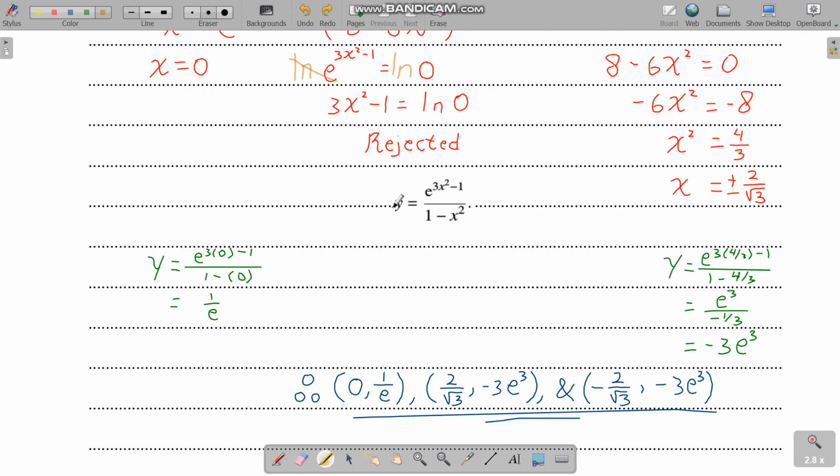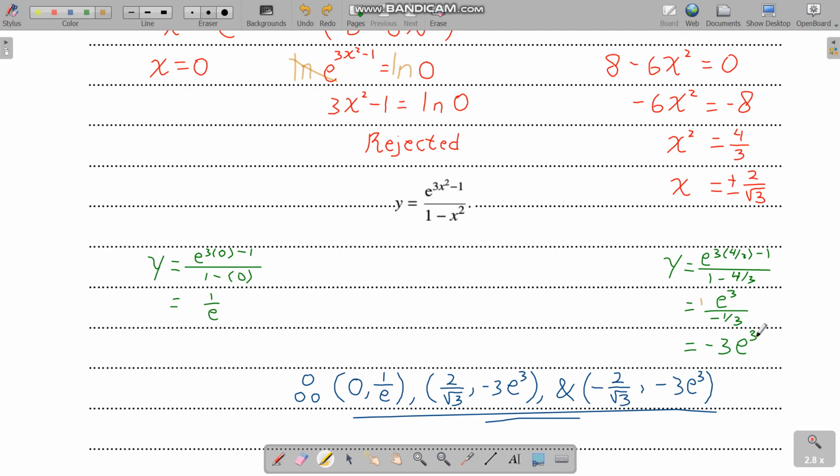So we replace the x with 0, we get this, and from here you cannot use a calculator because you'll get a decimal, so you gotta simplify. This is e to the power of minus 1, and this is just 1. E to the power of minus 1 is 1 over e. And when you plug in 4 over 3, here you get 4. 4 minus 1 is 3, so e to the power of 3. And 1 minus 4/3 is minus 1/3. 1 over minus 1/3 is minus 3. So we have minus 3e cubed.